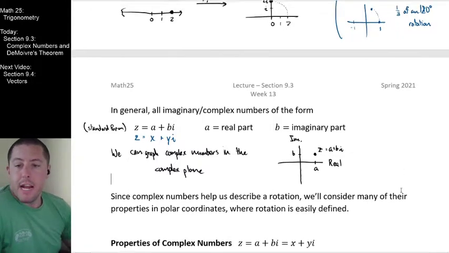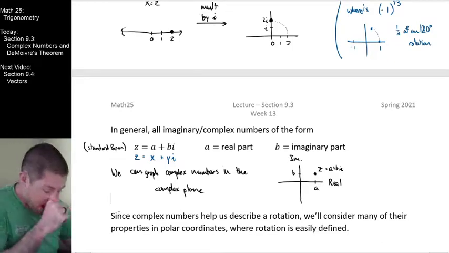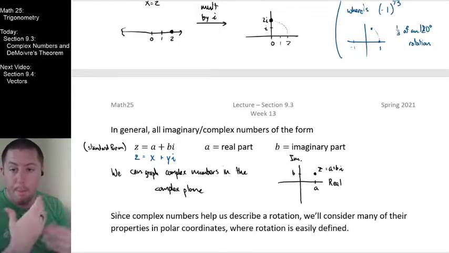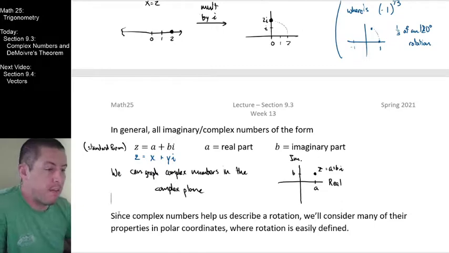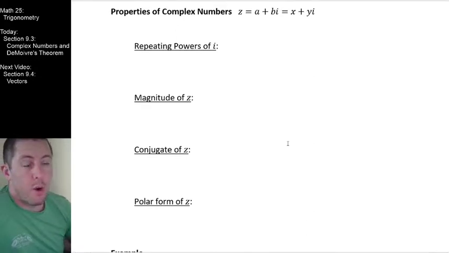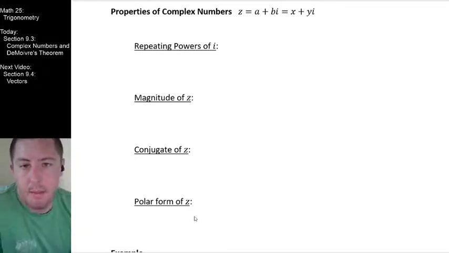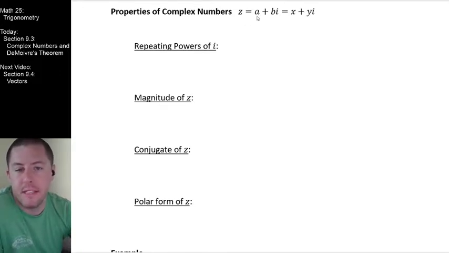So our next topic associated with these imaginary numbers is, since complex numbers seem to be helping us describe amounts of rotation, it seems reasonable that we should be considering their properties when we're in polar form, because polar form is where rotation is most easily described. So let's see what it looks like to write a polar form of a complex number. In doing so, we're going to identify some properties of complex numbers. These are 4 properties we should look at: 1, that powers of i repeat, and then 3 properties of general complex numbers of the form a plus bi. So let's take a look at this.